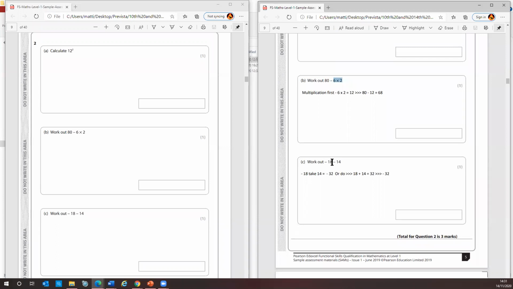This part is a negative number: minus 14, take away 14. So in fact, it's going to go down, so it's actually going to be minus 32. Try it on the calculator, see where I'm coming from. Think of a number line, draw yourself a number line. That might help.